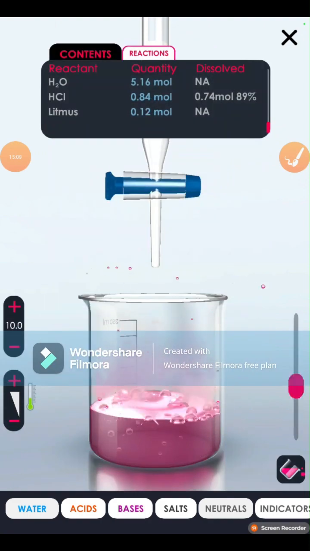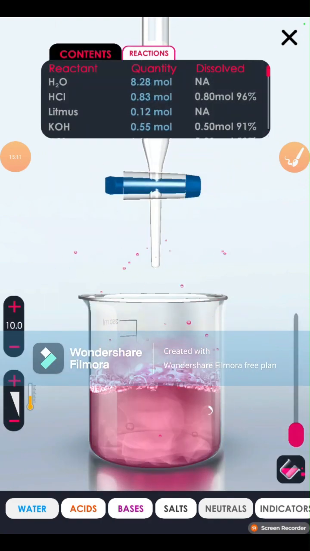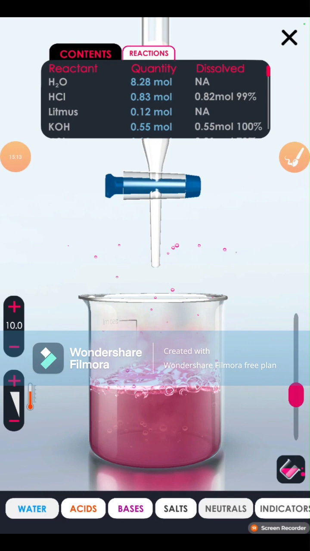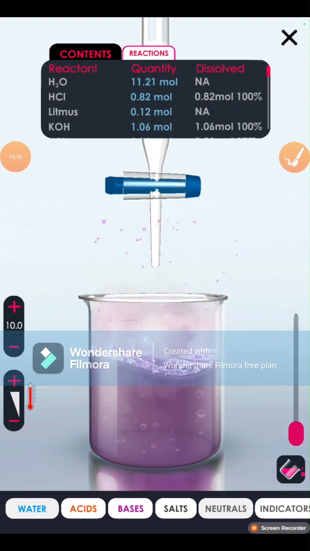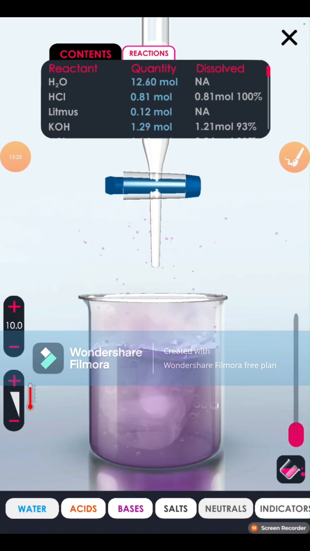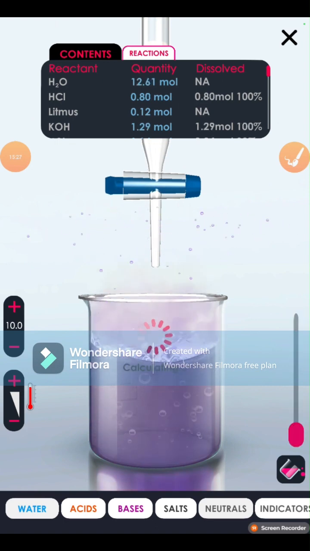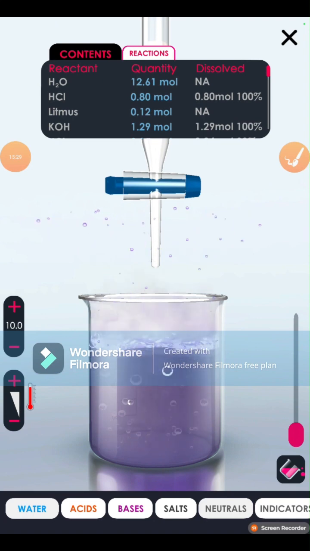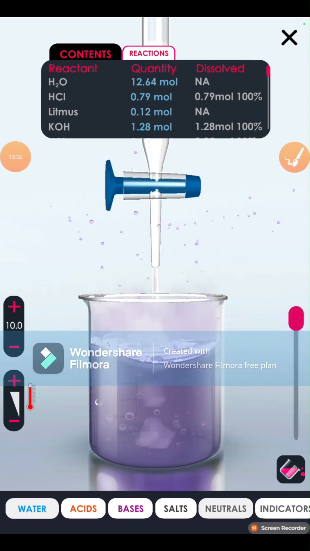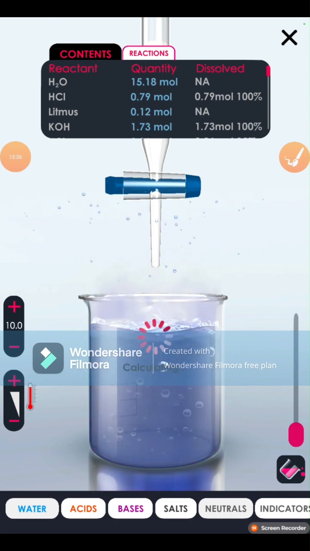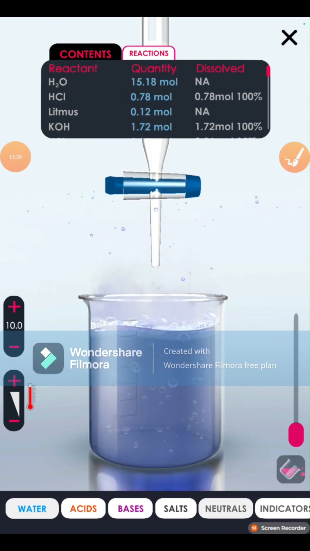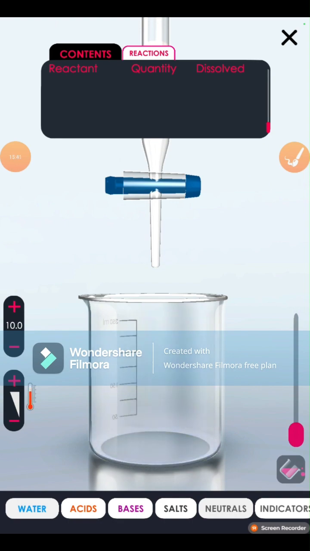Now let's neutralize it. I'm going to use potassium hydroxide. As you can see, I have used potassium hydroxide over here, and it has started changing color. It has turned basic, and it's getting neutralized. As you can see, it is perfectly neutralized, as it turned the color of litmus paper.